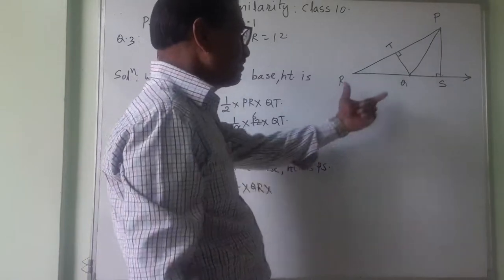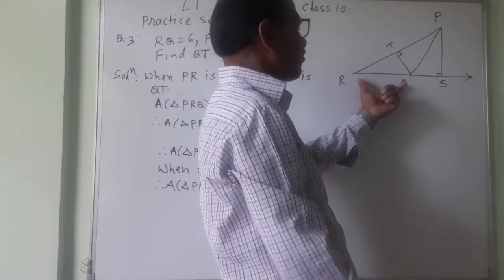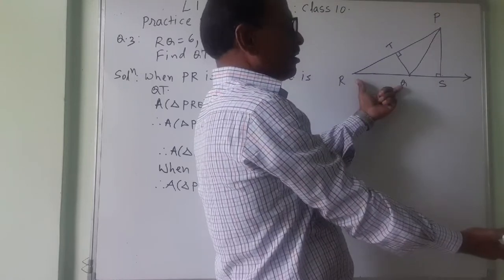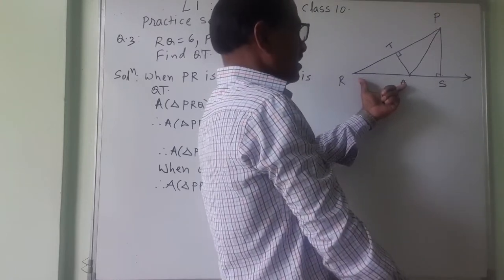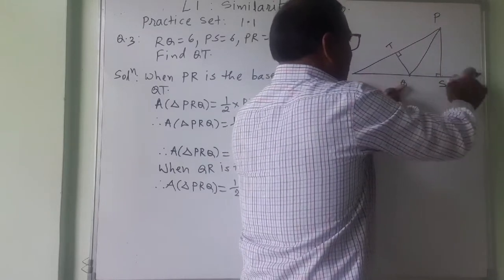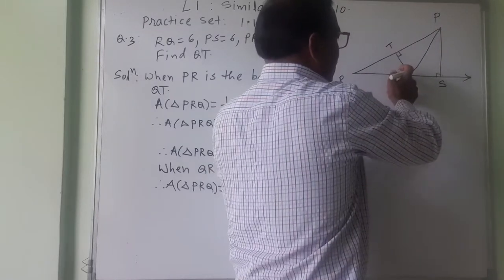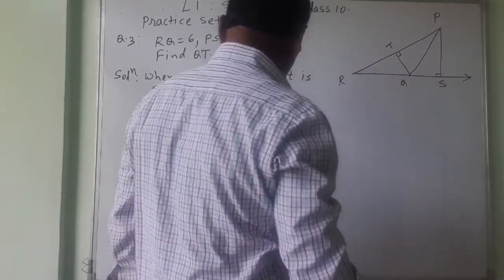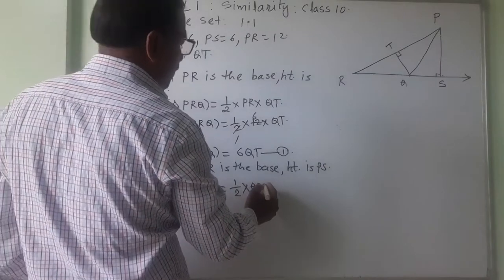PS. Base means what? On this, from the opposite vertex, the perpendicular should be drawn. This is the base. From P it is the perpendicular. So it has to be extended because this is an obtuse angle triangle. In an obtuse angle triangle, this height will go outside. So the height will be PS.